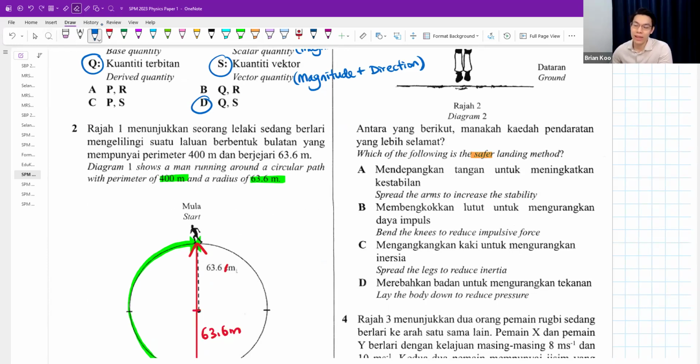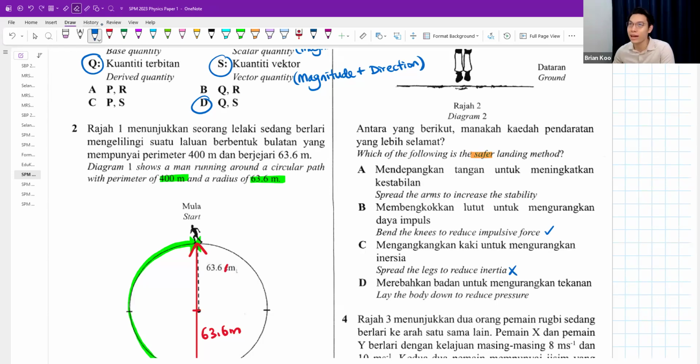I don't think it helps with landing, but usually spreading the arms will help you to lower your center of mass. Let's say if you're trying to balance on a beam or something, then maybe it will help. But I don't think this helps. Okay, but let's see if there's any other answer. Bend the knees to reduce impulsive force. Okay, I think this one is one of the best answers so far. Spread legs. This one definitely wrong. Sounds a bit weird. Lay the body down to reduce pressure.